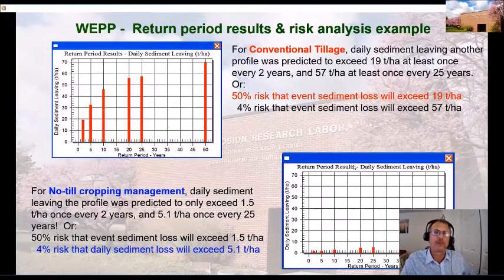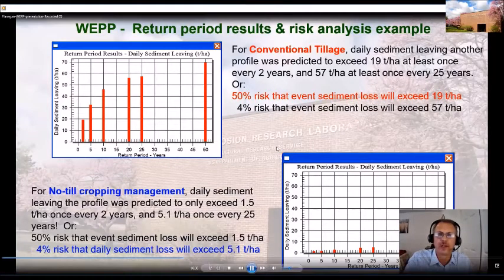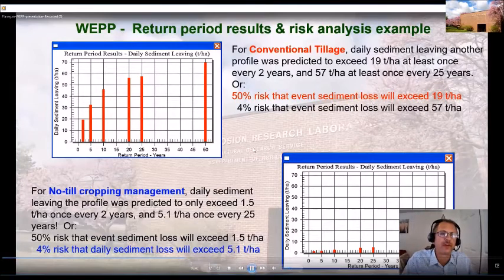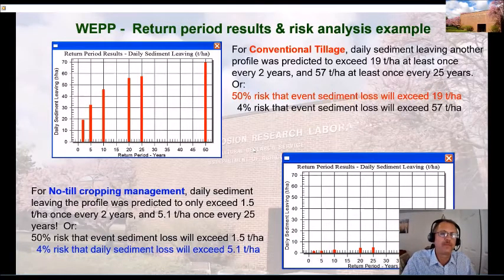Another example is some return period analysis results, looking at, in this case, on the upper graph, the return period values for daily sediment leaving a slope profile that's under conventional tillage. In this case, we had basically a 50% risk that the event soil loss would exceed 19 tons per hectare, and a 4% risk that the sediment loss would exceed 57 tons per hectare. Those are very large values of soil loss.